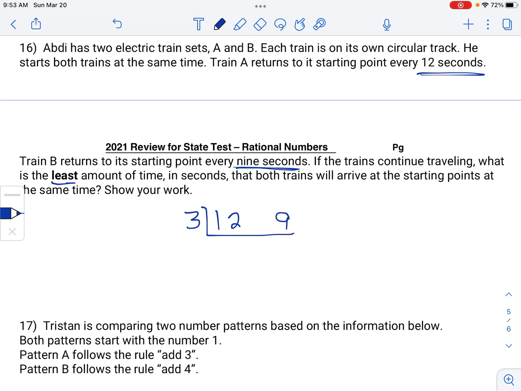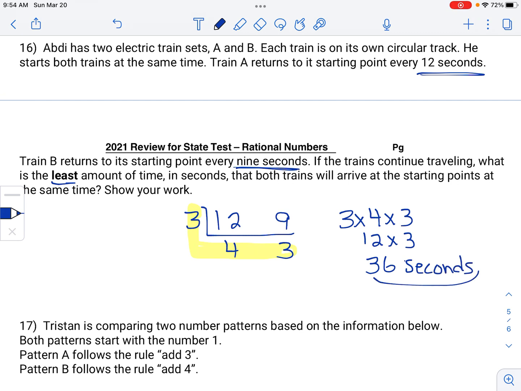Both divisible by 3. That's 4 and 3. And we're going to find the product of 3, 4, and 3. So 3 times 4 is 12. 12 times 3 is 36. So after 36 seconds, they will be leaving the starting point again.